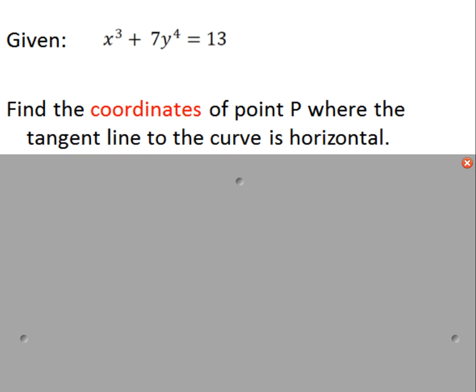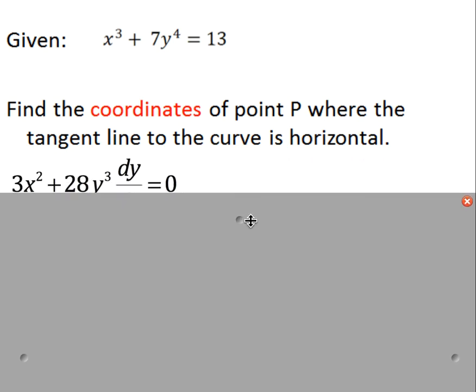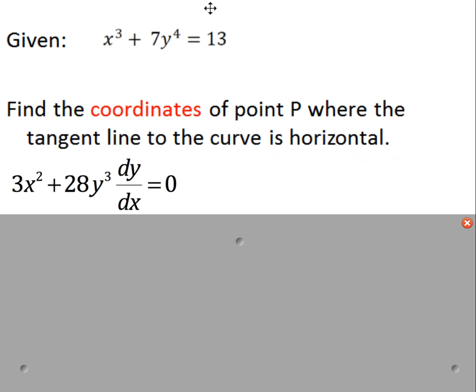So let's do this example. We're given x cubed plus 7y to the 4th equals 13. Find the coordinates of point P where the tangent line to the curve is horizontal. So when they say tangent line, they mean the slope of the line. If the tangent line is horizontal, the slope is going to be equal to 0. So what we need to do is take the derivative of this equation, solve for dy/dx, and set it equal to 0.